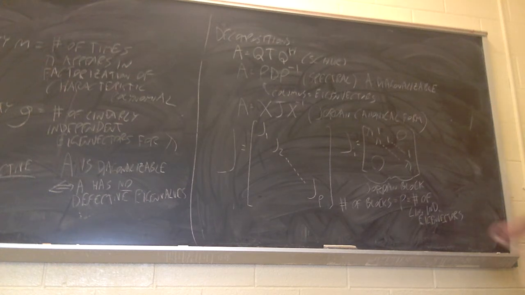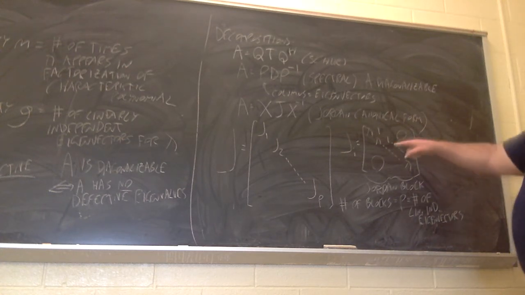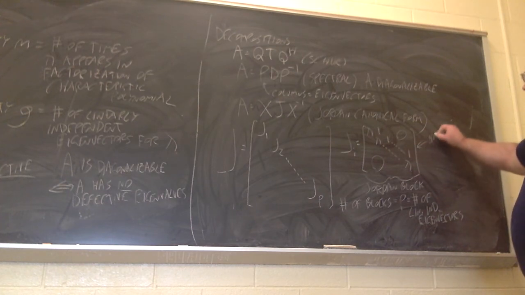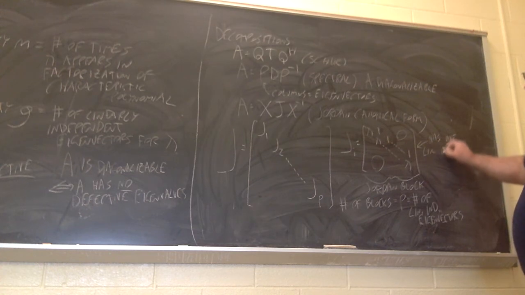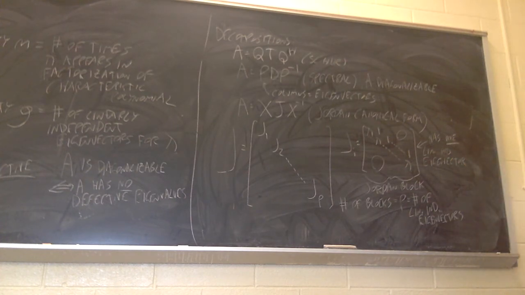Because each one of these Jordan blocks has only one linearly independent eigenvector. So if you have any block like this that's non-trivial, that actually has these ones, in other words, it's larger than a 1 by 1, that means the eigenvalue lambda is defective.